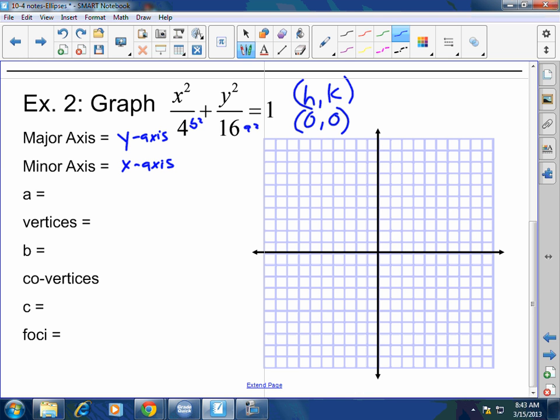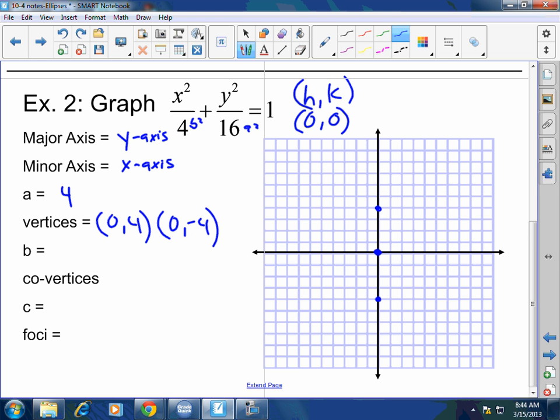Okay. So A in this case equals 4, guys. So go to my center, 0, 0. And this time it's 4, right? But am I going to go on the x-axis or on the y-axis here? Y-axis, because the y-axis is the major axis. So I go up 4, 1, 2, 3, 4, down 1, 2, 3, 4. Guess what? That's my major axis. So my vertices are 0, 4, comma, 0, negative 4.